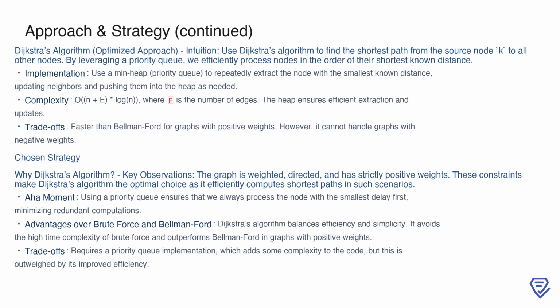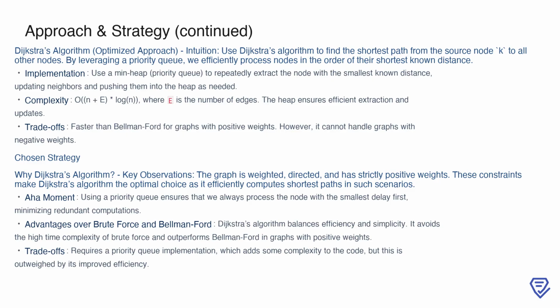The algorithm repeatedly processes the node with the smallest known distance, updating its neighbors' distances and pushing them into the priority queue as needed. This ensures that nodes are prioritized in the order of their shortest delay, minimizing unnecessary computations. With a time complexity of O(n + e log n), Dijkstra's algorithm is faster than Bellman-Ford when all edges have positive weights, as it avoids iterative edge relaxation.